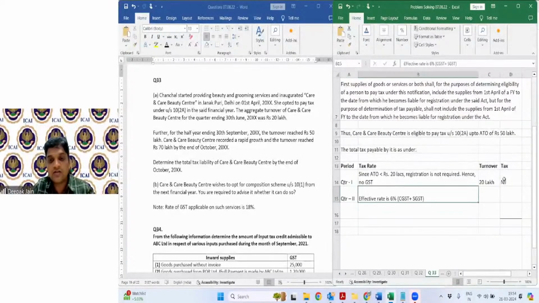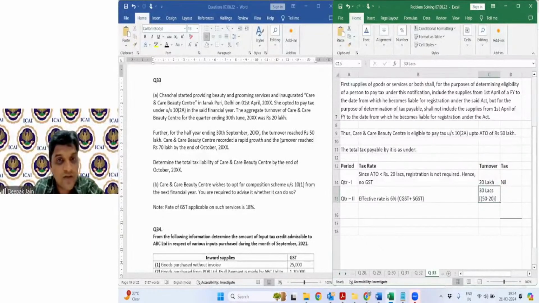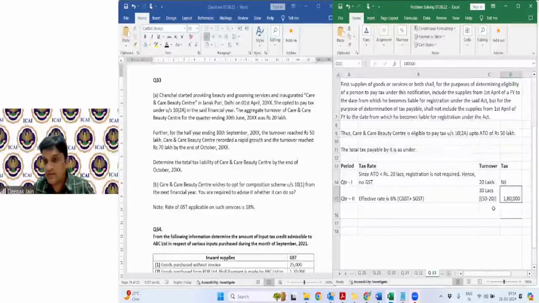Then second quarter, effective rate is 6%, correct? Composition registration ले लिया इसने यहाँ पे. And turnover is how much? The turnover reached rupees 50 lakhs. मतलब 20 था वो 50 पहुंच गया for the half year ended September. तो इस 50 में से 20 हटा दूंगा तो 30 lakhs हो जाएगा. 30 lakhs के ऊपर 6% GST पे करना है.